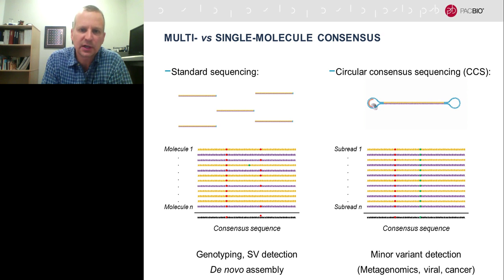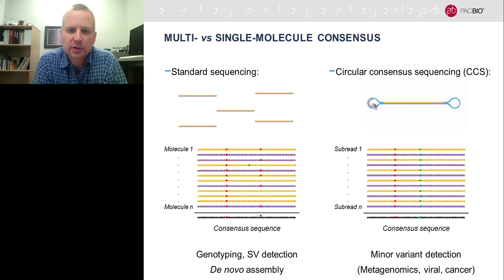Unique to PacBio sequencing is this way of doing single molecule consensus sequencing, or we call it circular consensus sequencing, or CCS, where by virtue of ligating these hairpin adapters to a linear double-stranded DNA molecule, it becomes topologically circular. And so when the polymerase starts sequencing, it will go around and around this molecule and sequence both the forward and the reverse strand of the same individual DNA molecule multiple times.